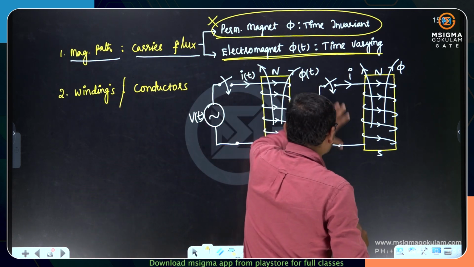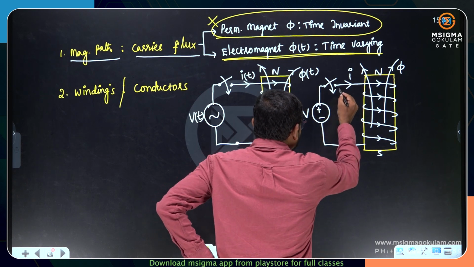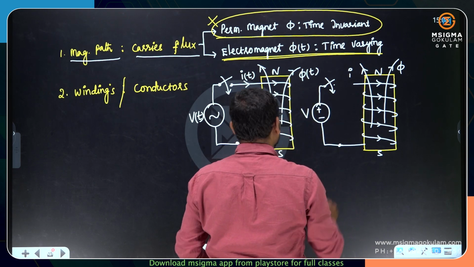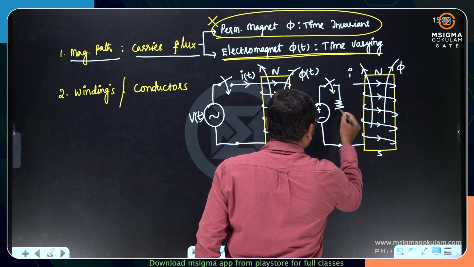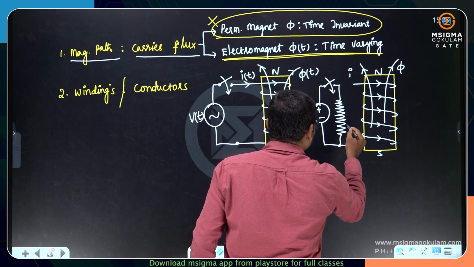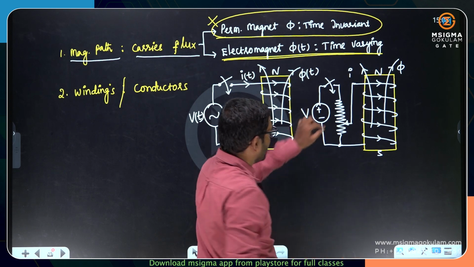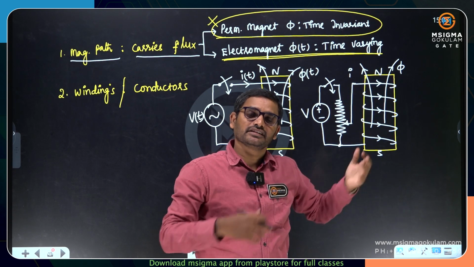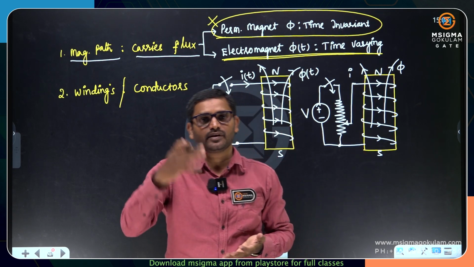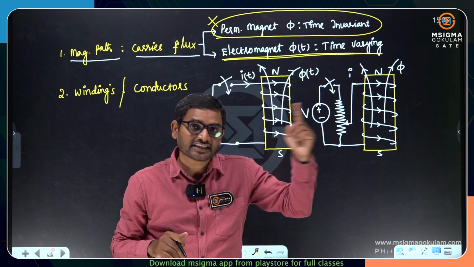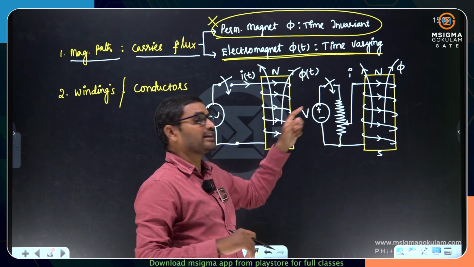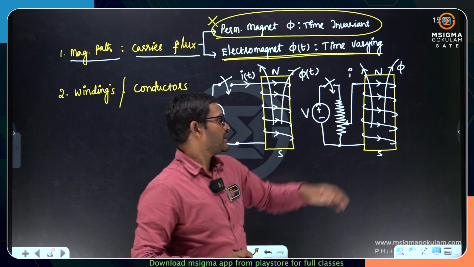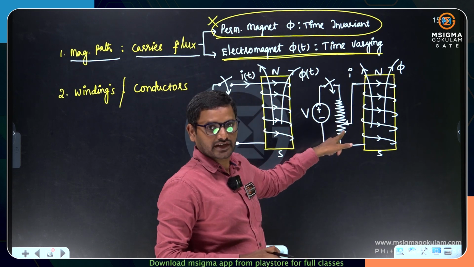Still here you can change. If you put a potential divider like this, and if you change the tapping on this, the voltage applied across the winding will change and hence the current changes, therefore the flux changes. The flux can be 1 Weber, 2 Weber, 3 Weber and so on. Flux is not changing with respect to time, flux is changing with respect to the applied voltage magnitude. So here the flux magnitude changes if you change the voltage input.